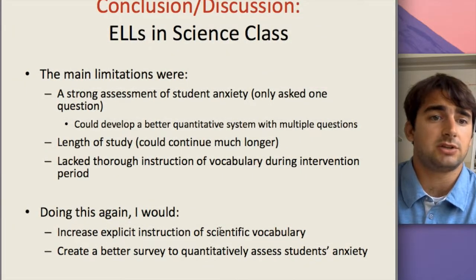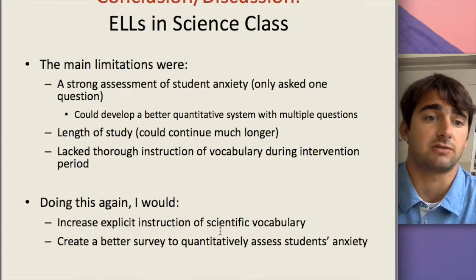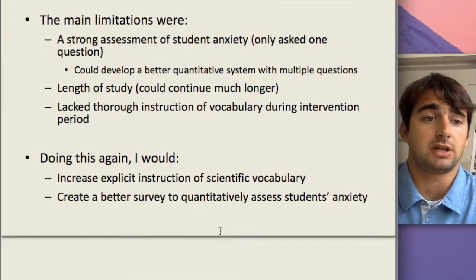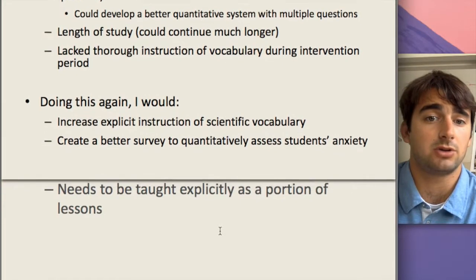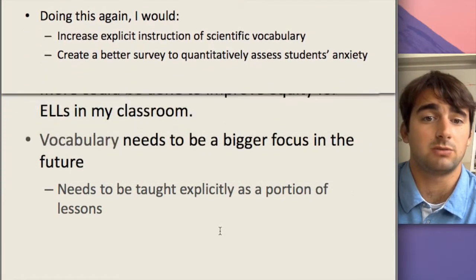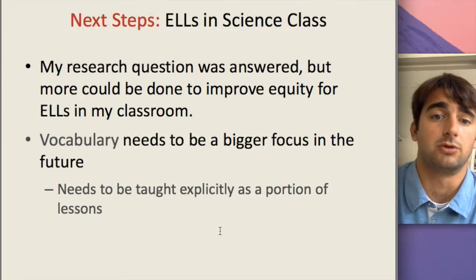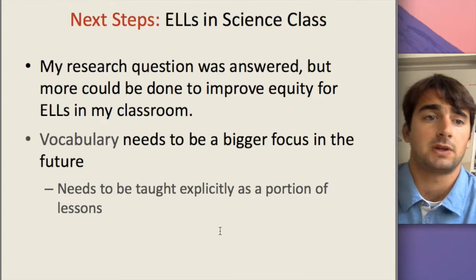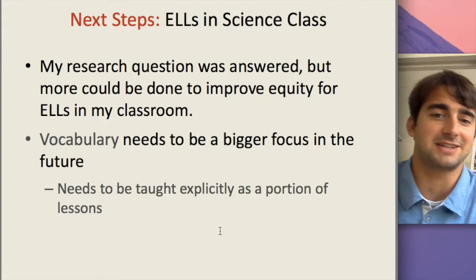The main limitations were the assessment of student anxiety and basically a lack of vocabulary, something I've been saying over the last 3 slides. I needed to have more explicit instruction on vocabulary. Doing this again, you can see I would increase explicit instruction. I would increase vocabulary use. Something like Quizlet would be a really good program to use, and I would have improved my survey to begin with. I'll say it one last time.